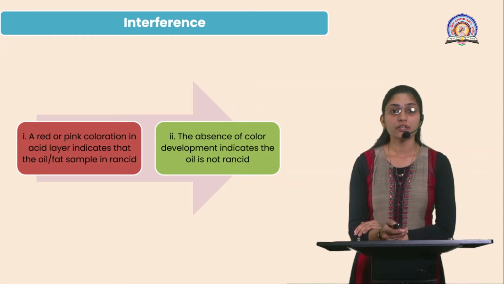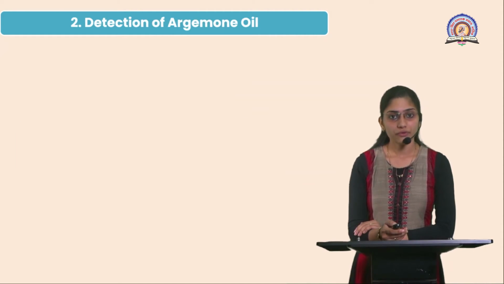It means after doing all these steps, at the last, if red color or pink color is there, it means that rancidity is there in the given sample. If there is no color development, or the absence of color, it indicates that no rancidity is present in the given oil sample or fat sample.